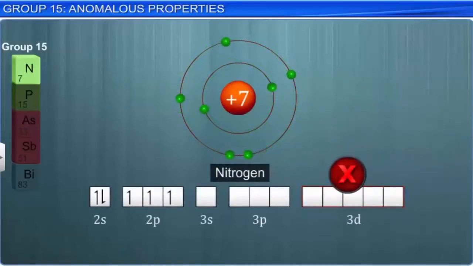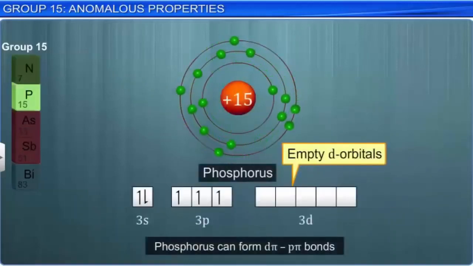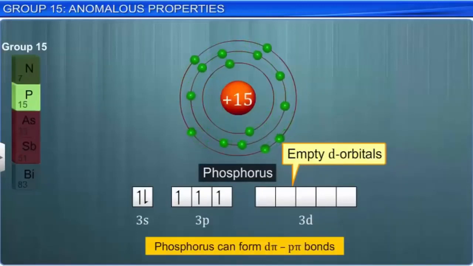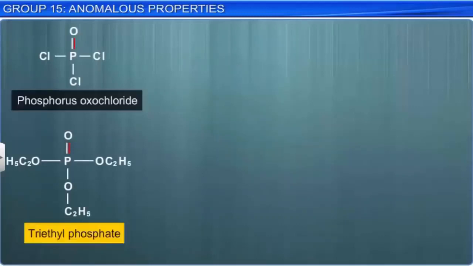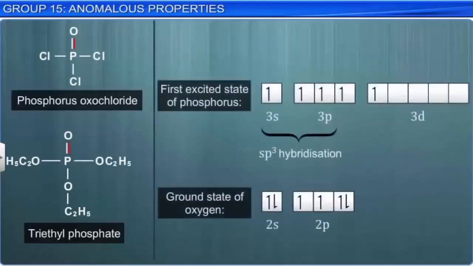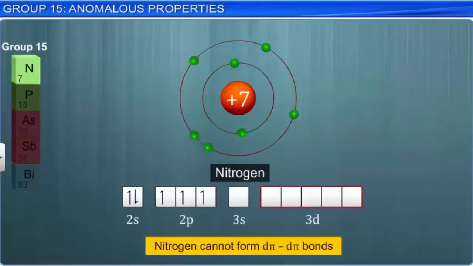By contrast, heavier elements like phosphorus can form d-pi, p-pi bonds as seen in phosphorus oxochloride and triethyl phosphate as shown here. For the same reason, that is, due to the absence of d orbitals in nitrogen, it cannot form d-pi, d-pi bonds.